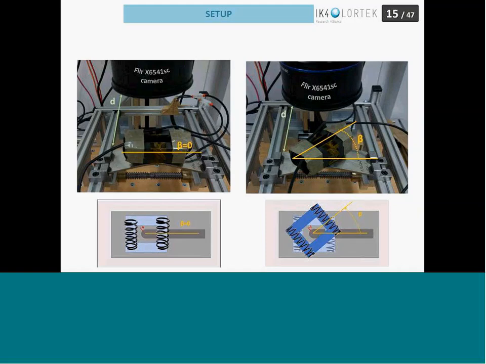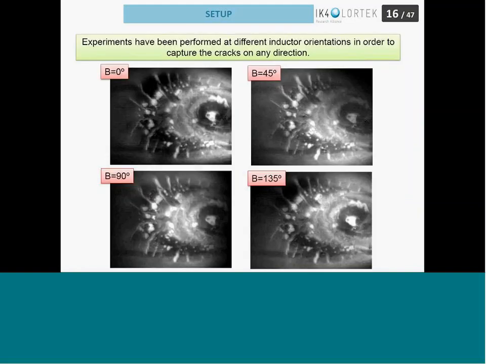So for each sample they will have 4 images. Because in this way we are sure that we are going to detect all the cracks on a sample, because we assume that cracks can grow in any direction. This is an example of 4 measurements on the same sample with inductors at different orientations, theta equal to 0, 45, 90, and 135. And as you see, I have highlighted the areas which are most heated for each configuration.